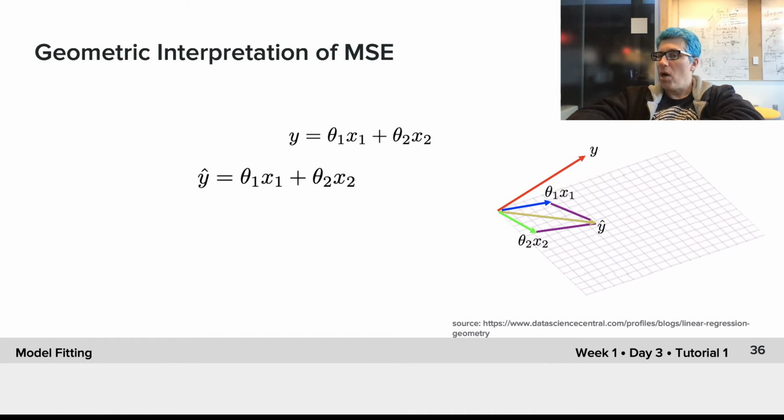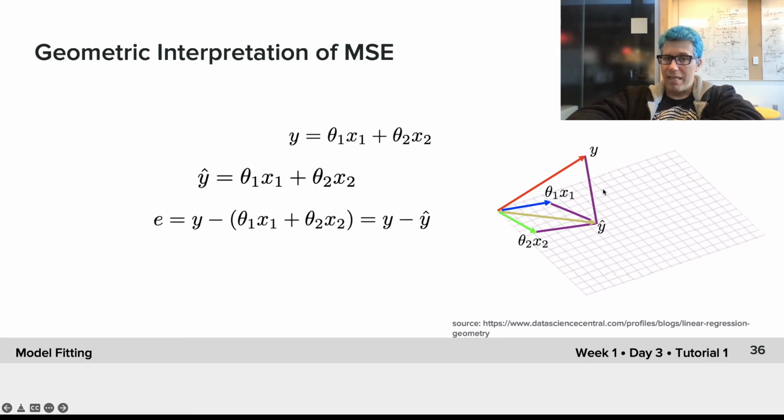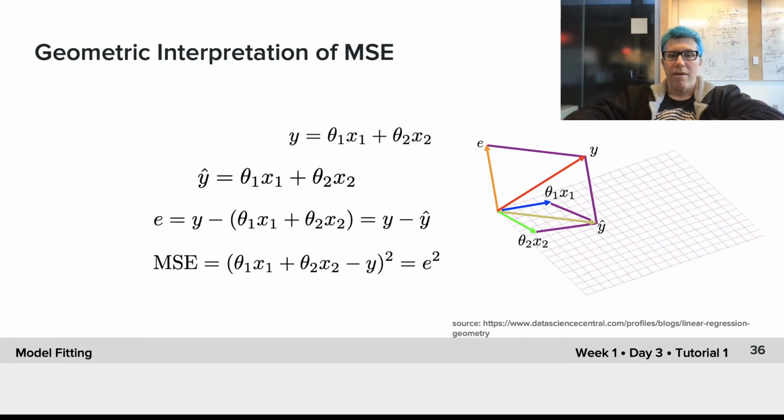And now y is a point in that space. Now, what is the error that we are making? Well, it's still the difference between y and y hat. It's just now y minus the sum of these, theta 1 x1 plus theta 2 x2. And that's the error. That error is the distance between these two points geometrically. We can move it back to the origin, in which case this is our error. So if we do regression in a vector space, then the errors will also have the form of vectors.